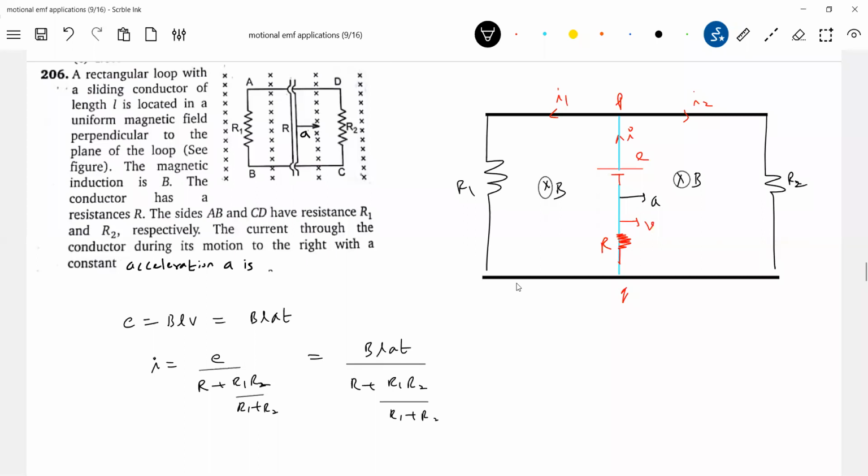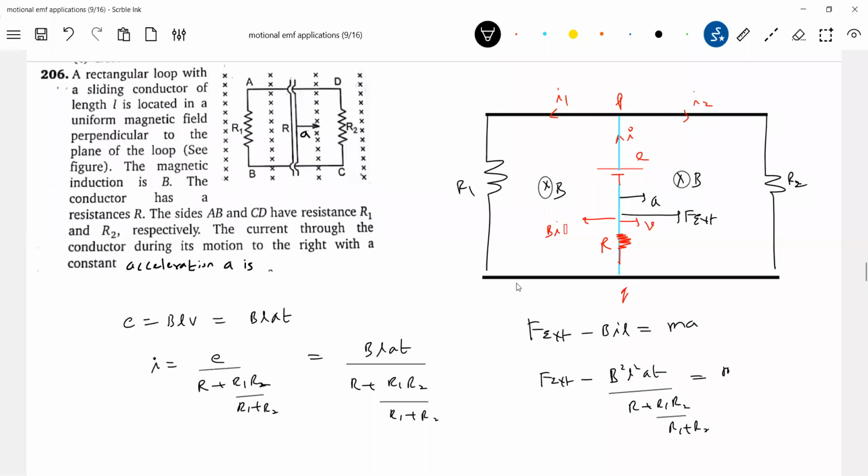They'll ask you to calculate the force. What about the external force that I should apply? F external minus BIL equals ma. What is I? You have to replace everything here. So B squared L squared at by the total resistance. Look at the force I should apply: constant or time varying? A time varying force we should apply.